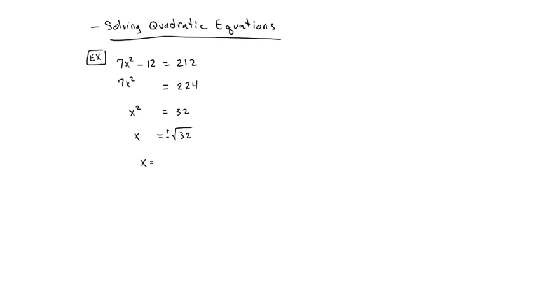Since I already showed you how to simplify, I'll tell you the answer here is going to be 4 radical 2. And this is my answer to this example. 32 was not a perfect square, so you do what we just did on the other part of the video, and you simplify it, and you're going to get 4 radical 2. All right, that's an example of one kind of quadratic.